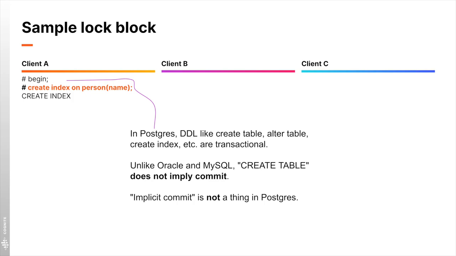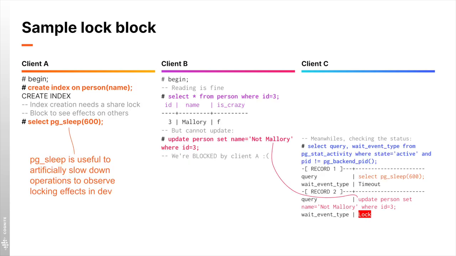In Postgres, data definition language, like creating tables, changing them, creating indexes, and so on, all happens in a transaction. Unlike certain other databases, create table does not imply commit. Implied commits really aren't a thing in Postgres. So you can definitely make changes to your tables atomically in a single transaction. So client A creates an index, and client B attempts to read from the table, which is allowed, but then it gets blocked on updating because the create index has a lock on the table, which prevents other clients from writing.